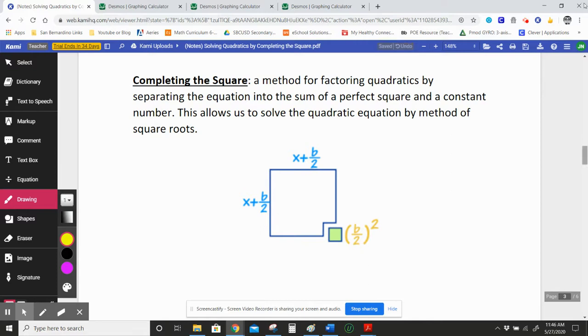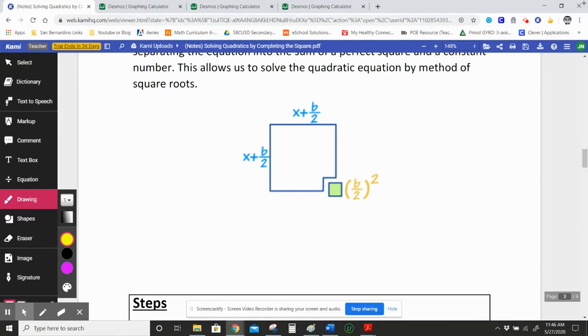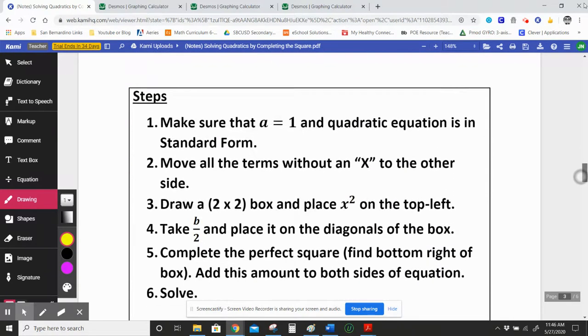This is what I explained earlier. This is what it looks like in a nice little diagram. So x plus b over 2, x plus b over 2, and then that little square is you actually completing that into making it a perfect square by taking b, the middle term, dividing it by 2, and then squaring it. If this looks confusing, forget about it. Let's just look at the steps.